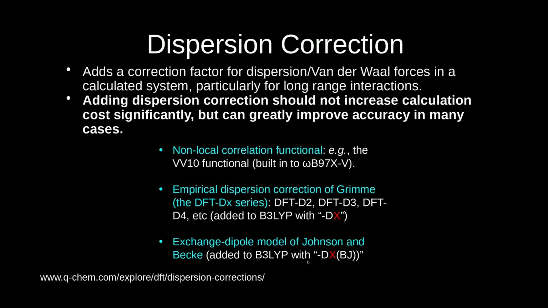And to include these types of corrections, you want to add the extension to your functionals, such as B3LYP-D3BJ. So this would be B3LYP with Grimme's dispersion correction using Becke-Johnson damping. And if you want to look at various types of dispersion corrections, I put a link here at the bottom. So if you want to read more about those, you can go to this link and read more about it.